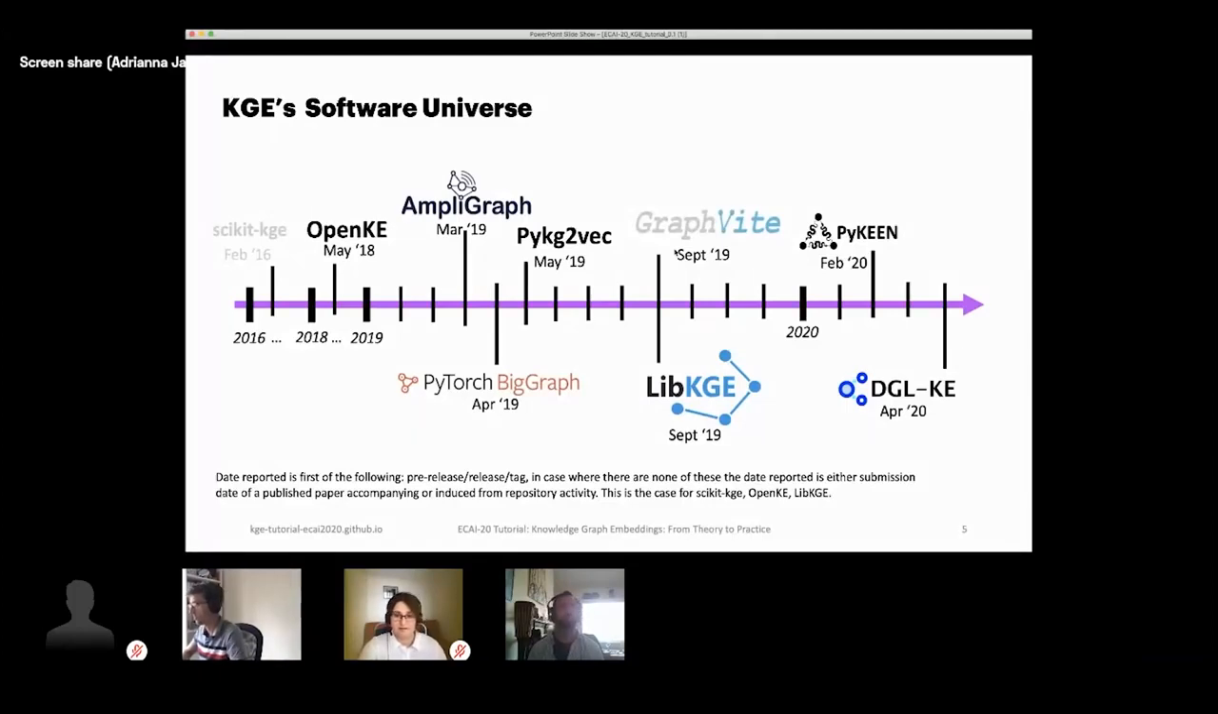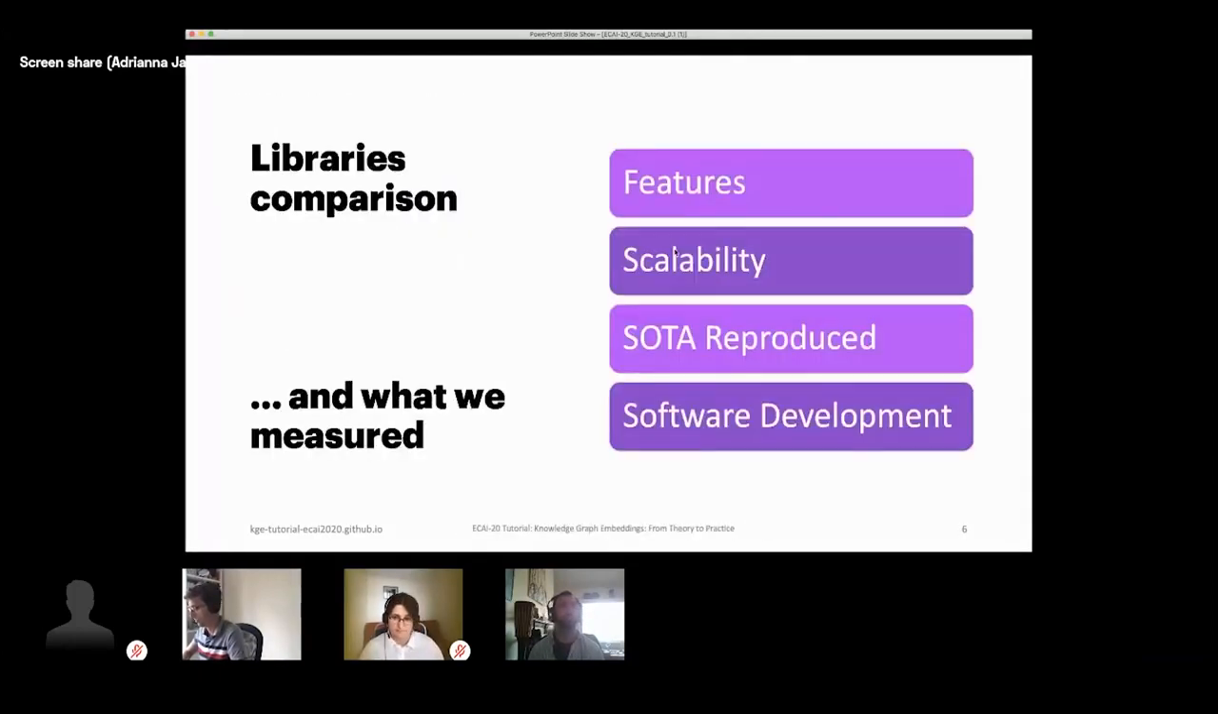And yeah, so we will look at the features that each library has, scalability, and whether state of the art was reproduced.